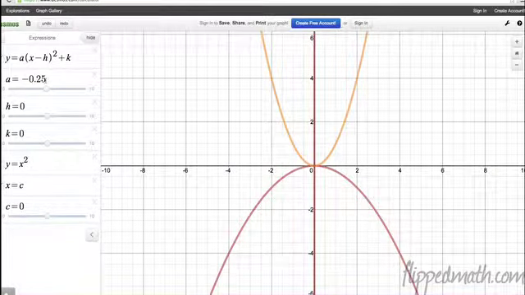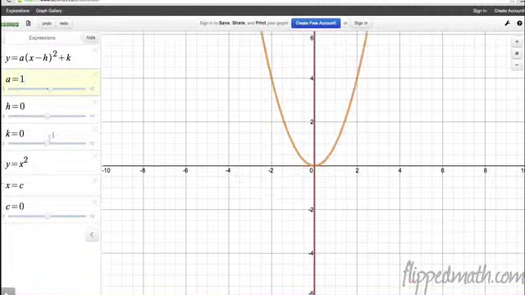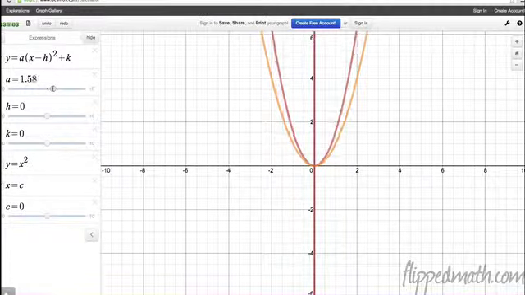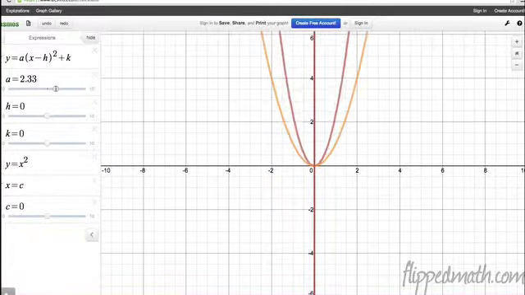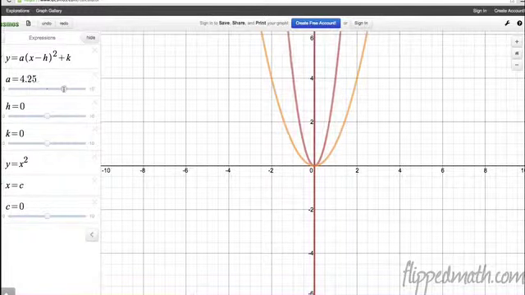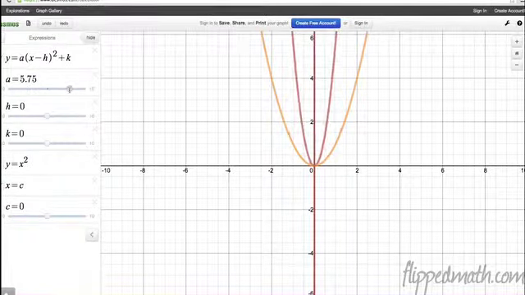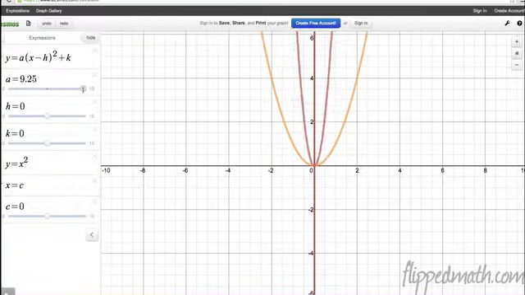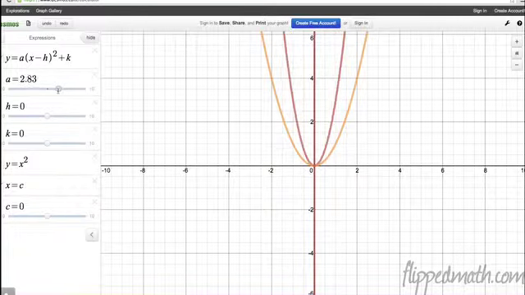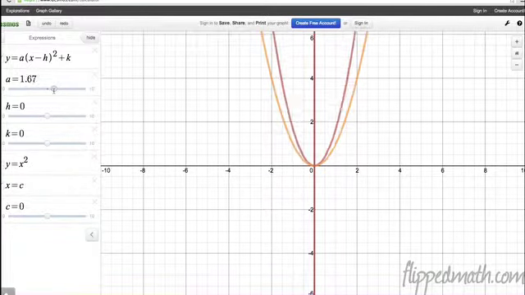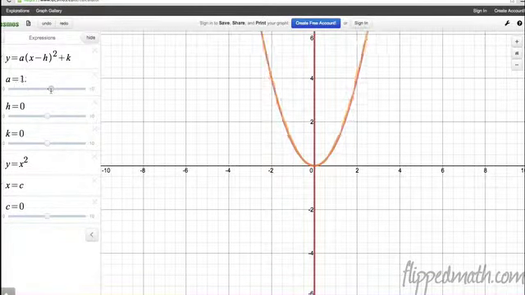Let's start this over again. So this is 1. All right, so let's make a bigger than 1. What is happening to the shape of our parabola when a is bigger than 1? As I make it bigger than 1, what is happening? It gets closer and closer to that axis of symmetry, right? In other words, you could say it's getting narrower. So when I get back to 1, boom, okay?